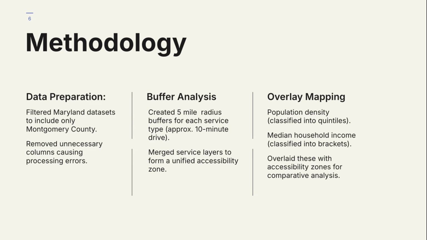One was to show population density classified into quintiles, and another to show median household income classified into income brackets. Both of these were overlaid with the service accessibility zones to identify high demand areas and low income neighborhoods that have limited service access.